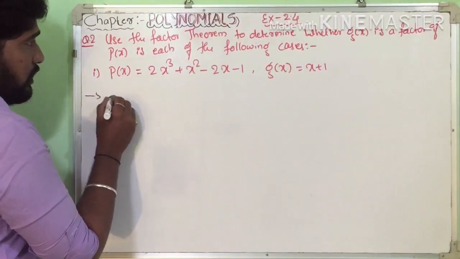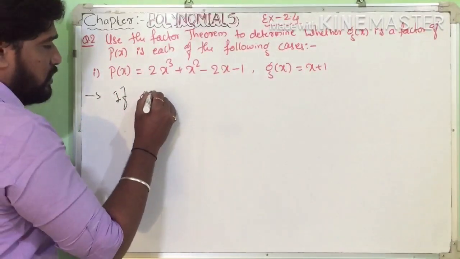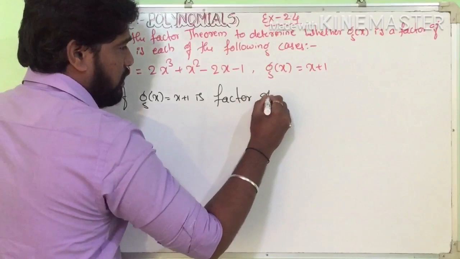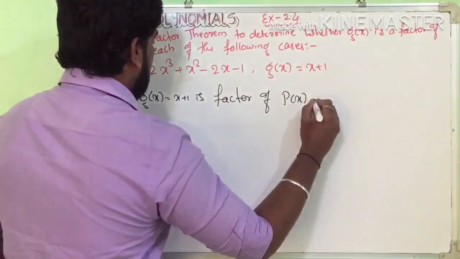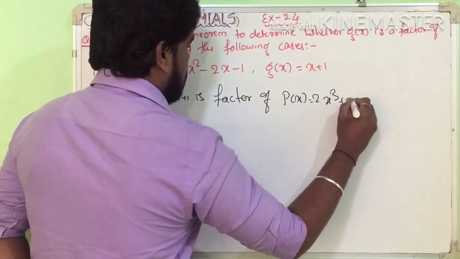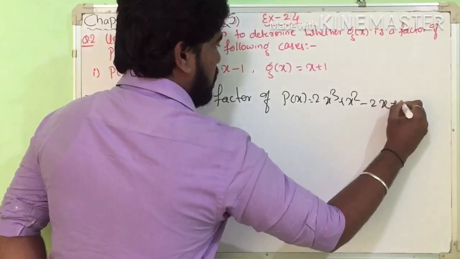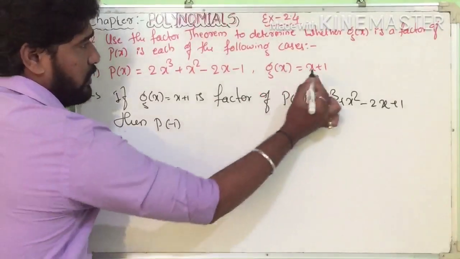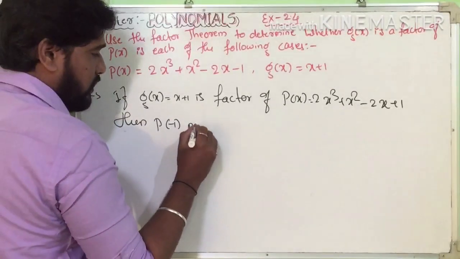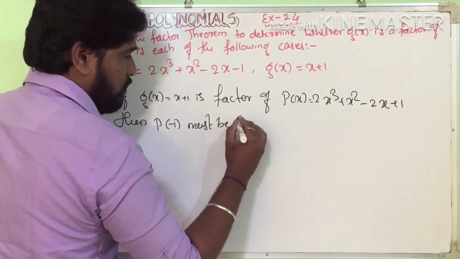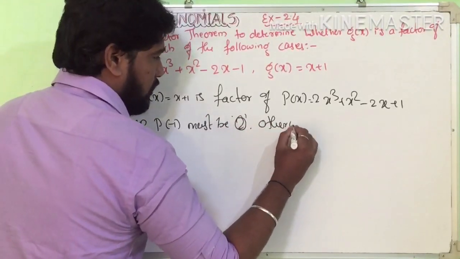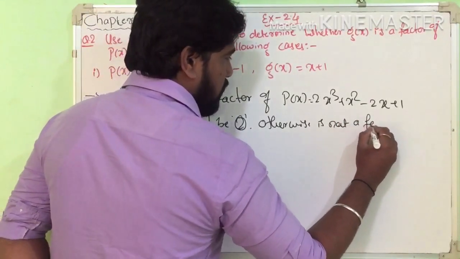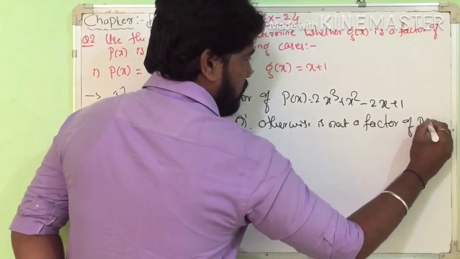So before going to that one, write down here, if g of x is equal to x plus 1 is a factor of p of x, that is 2x cube plus x square minus 2x plus 1, then p of minus 1, the opposite symbol of plus 1 is minus 1, must be 0, right? Otherwise it is not a factor of p of x.